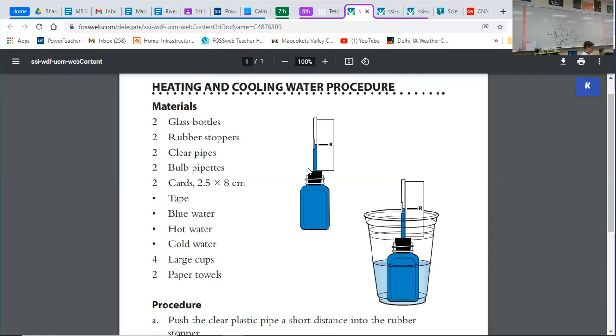Once you have your blue liquid, put your stopper in so that the liquid goes about halfway up. Okay. Good. And label it with an R. That means room temperature.